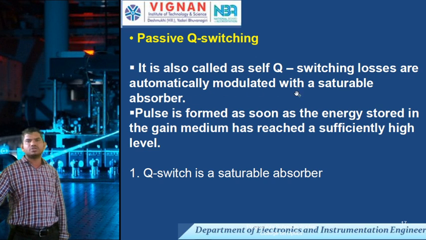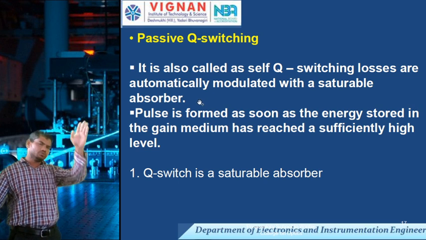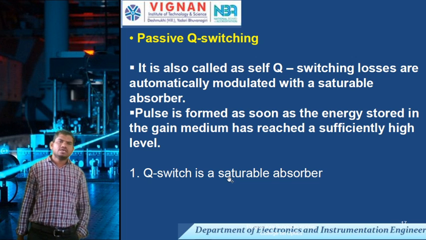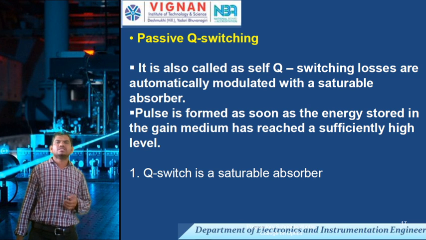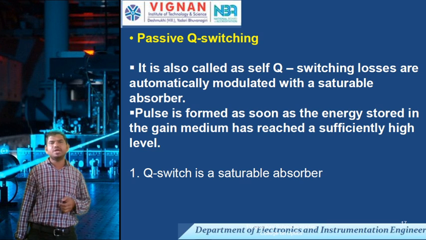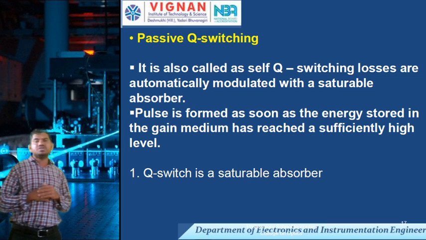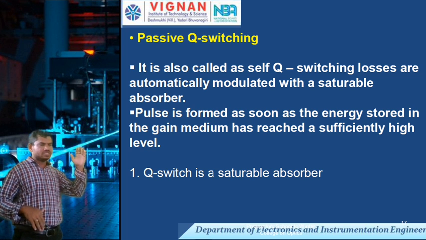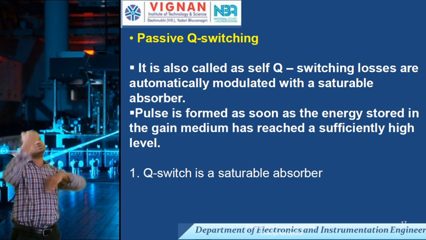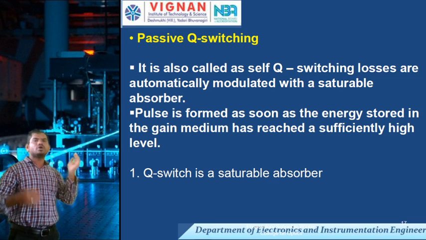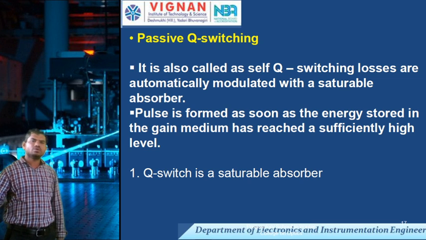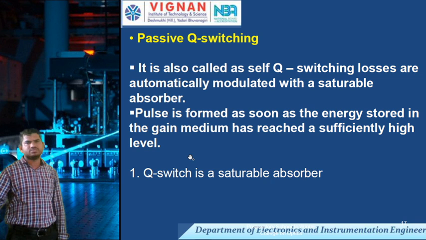Losses are automatically modulated by using a saturable absorber. The pulse is formed as soon as the energy stored in the gain medium has reached a sufficiently high level. When it reaches that high level, we minimize the losses, that is, we modulate the losses. Here the Q switch is a saturable absorber. This is about passive Q switching.